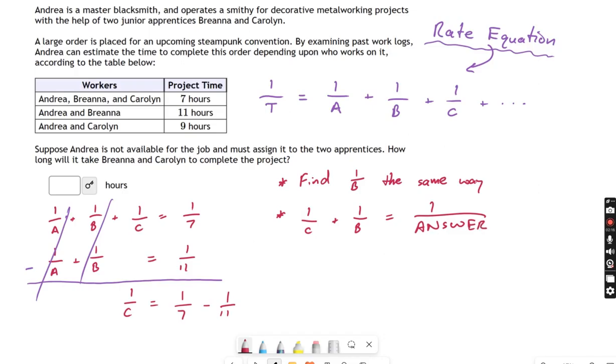That total time in that answer portion, this lower denominator right here, that's what this problem is looking for. How long will it take Brianna and Carolyn together? A little bit of math to work out with the fractions and the adding and so on, but that's how you make your way through this problem.